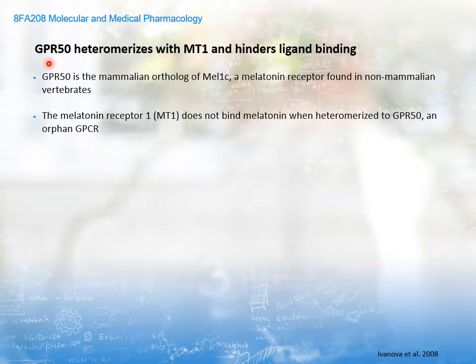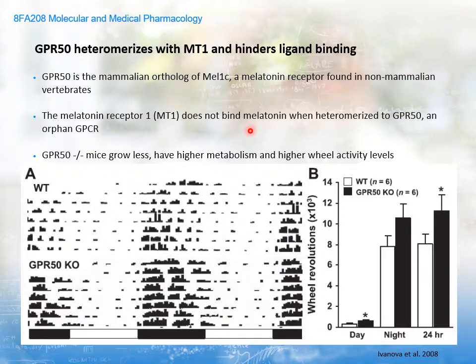But if instead this is heterodimerized, now this heterodimer takes on new functions. If GPR50 is heterodimerized with MT1, it's no longer possible for melatonin to bind to the receptor. And this has important consequences. We know from knockout mice in which GPR50 has been knocked out that these mice grow less, have a higher metabolism, and also show higher activity levels. So knockout mice for GPR50, an orphan G protein-coupled receptor, show a different phenotype.